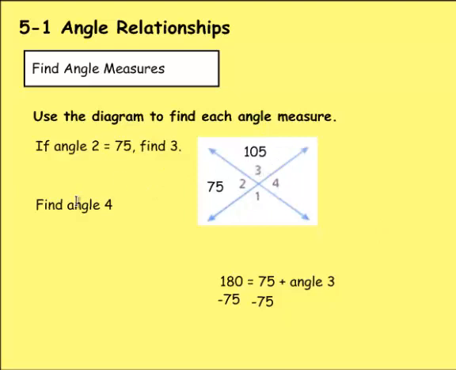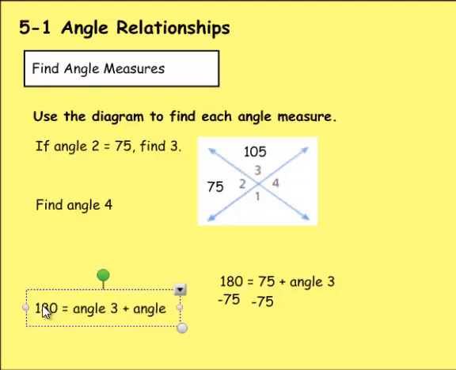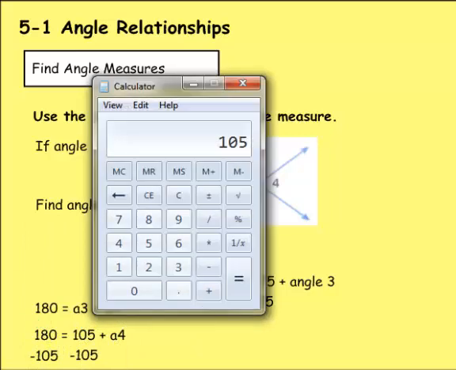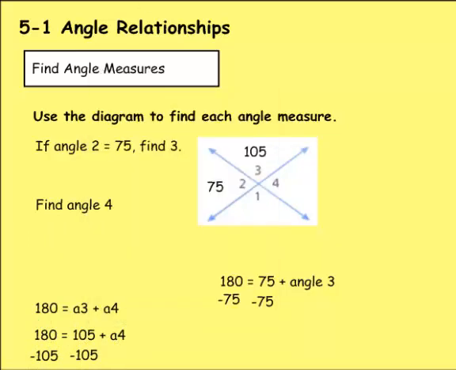And now that I found angle 3, I can also find angle 4. So I see that this is a line here, meaning that it's 180 degrees. Therefore, angle 4 is supplementary to angle 3. Supplementary is 180 degrees, so that equals angle 3 plus angle 4. So angle 3 is 105. 180 equals 105 plus angle 4. Then we can subtract 105 from both sides. So therefore, 180 minus 105 is 75. So angle 4 equals 75 degrees.